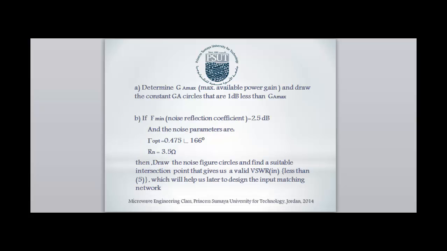Determine GA maximum, which means maximum available power gain, and draw the constant available power gain circles that are 1 dB less than GA maximum. If the minimum noise figure is equal to 2.5 dB and the noise parameters are gamma opt equal to 0.475 and the angle is equal to 166 degree, the resistance equal to 3.5 ohm, then draw the noise figure circles and find a suitable intersection point that gives us a valid VSWRN, which will help us later to design the input matching network.